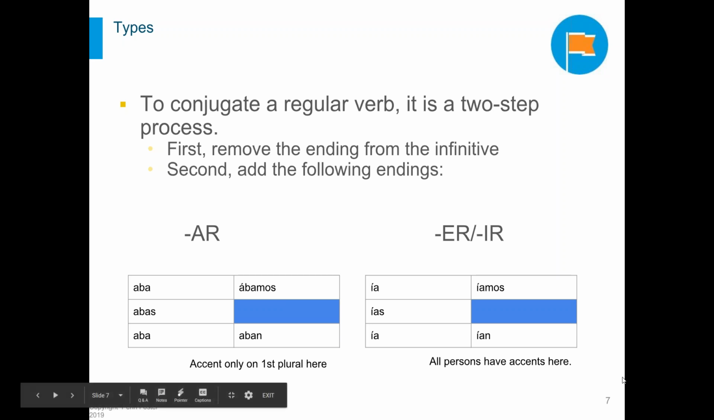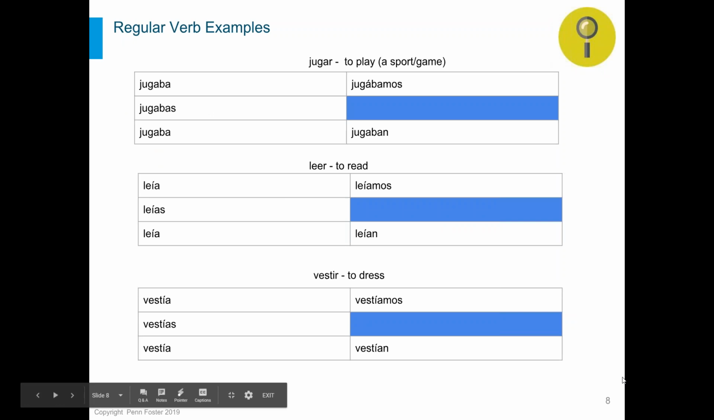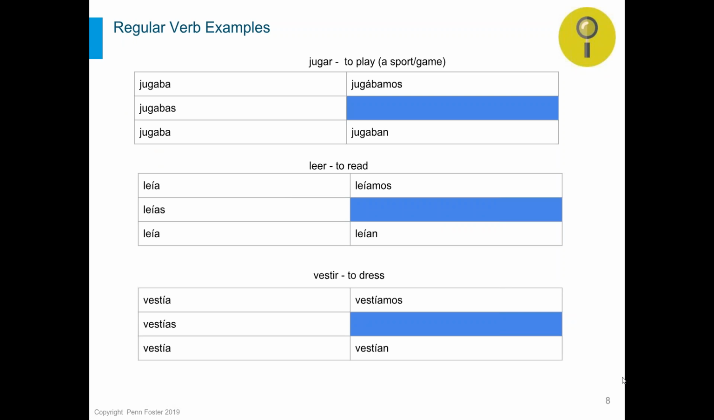Okay, so we'll look at a few examples of regular verbs here. Okay, jugar, the verb to play a game or a sport. You've removed the AR and added your imperfect endings. As you can tell, first person plural is the only one with an accent.